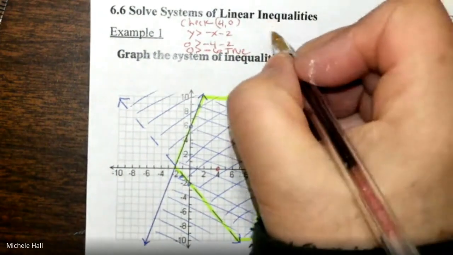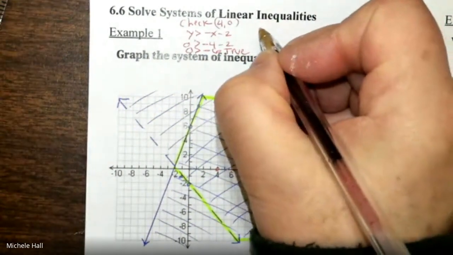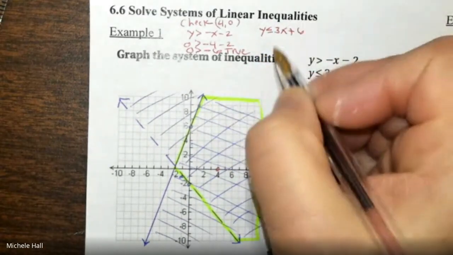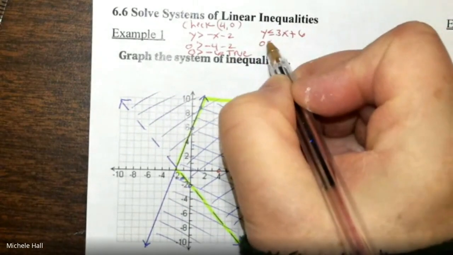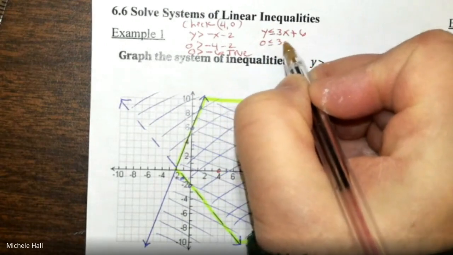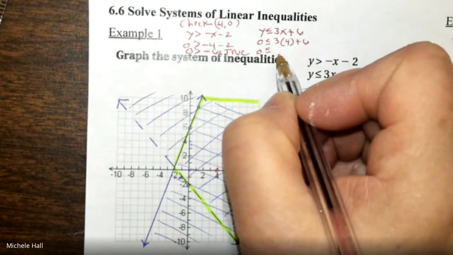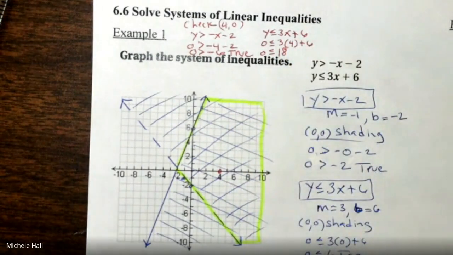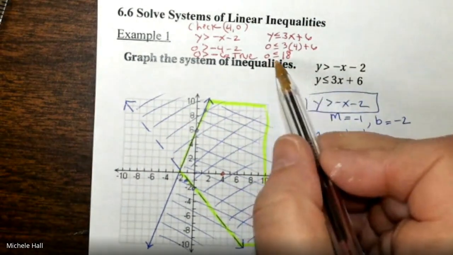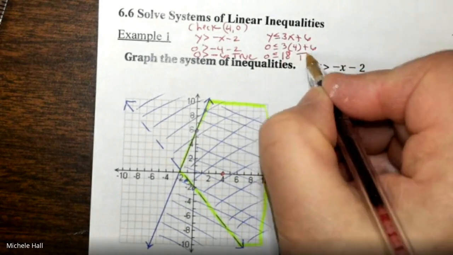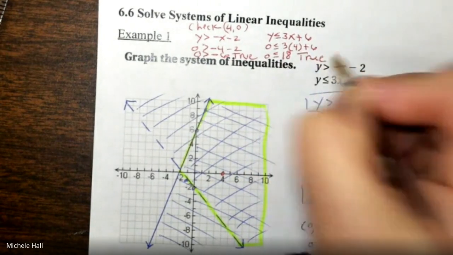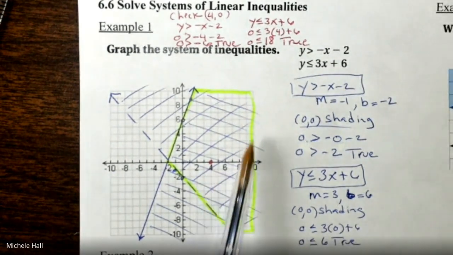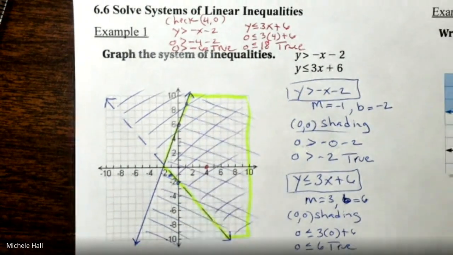And now I'm going to check the second equation. Y is less than or equal to 3x plus 6. When I substitute in my y and I substitute in my x, we get a statement that says 0 is less than or equal to 18. That is true. That means that I have shaded the correct area and all my solutions are here in this region.